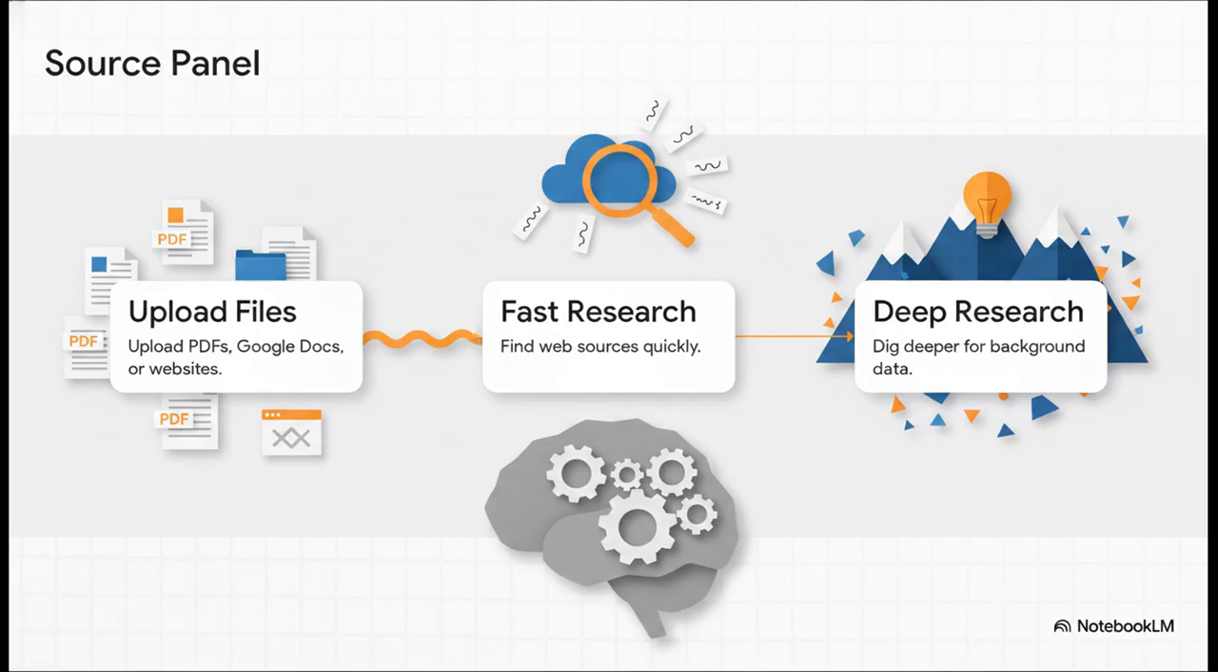So when you open NotebookLM, look directly at the left side of your screen. That's the source panel. Here, you are literally curating the intelligence of your thought partner. You just click Upload and drop in heavy PDFs, connect your Google Docs, or paste in website links. And hey, if you're starting a project from scratch and you don't have documents ready yet, no problem. Just use the fast research or deep research tools right there in that same panel to quickly pull in web sources. Basically, you are handpicking the exact universe of information the AI is allowed to look at.